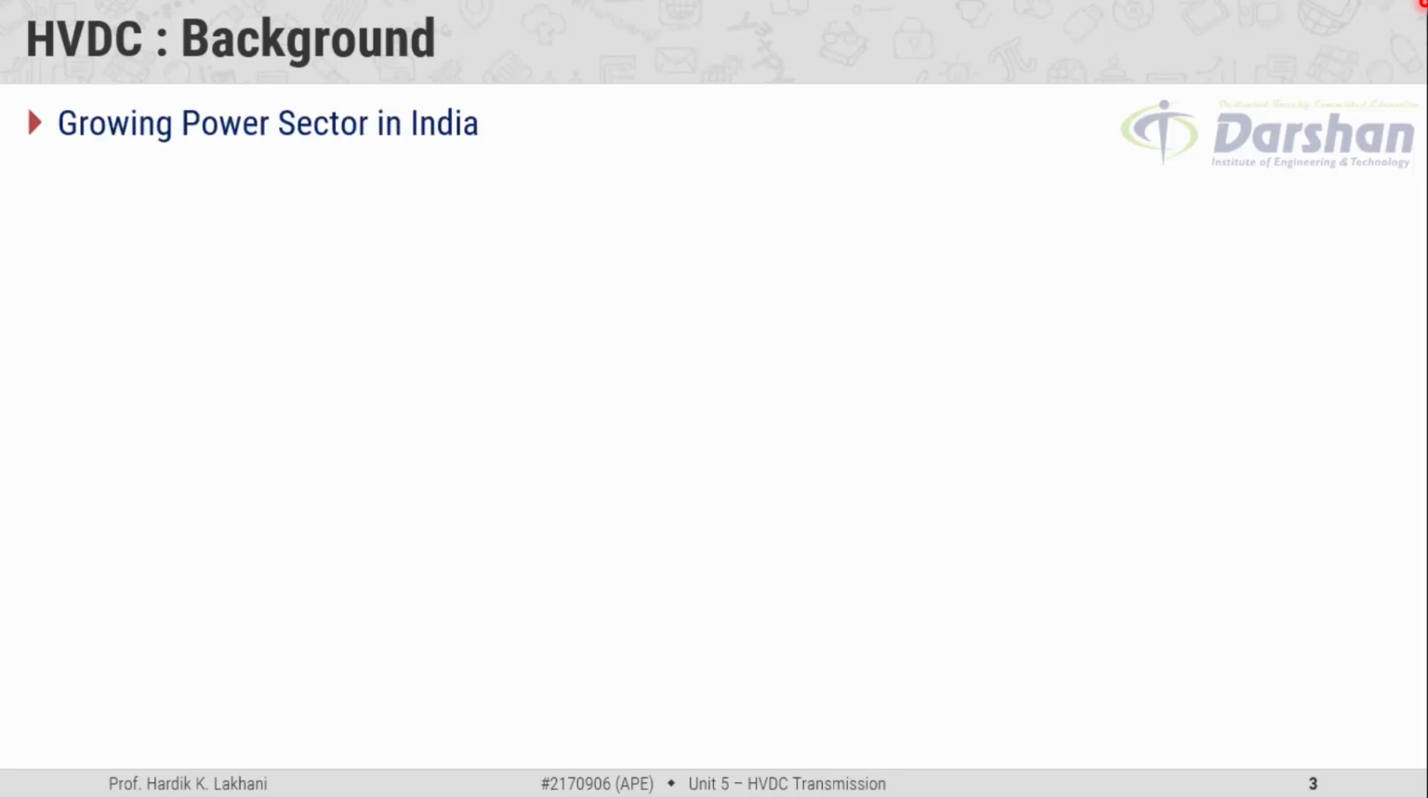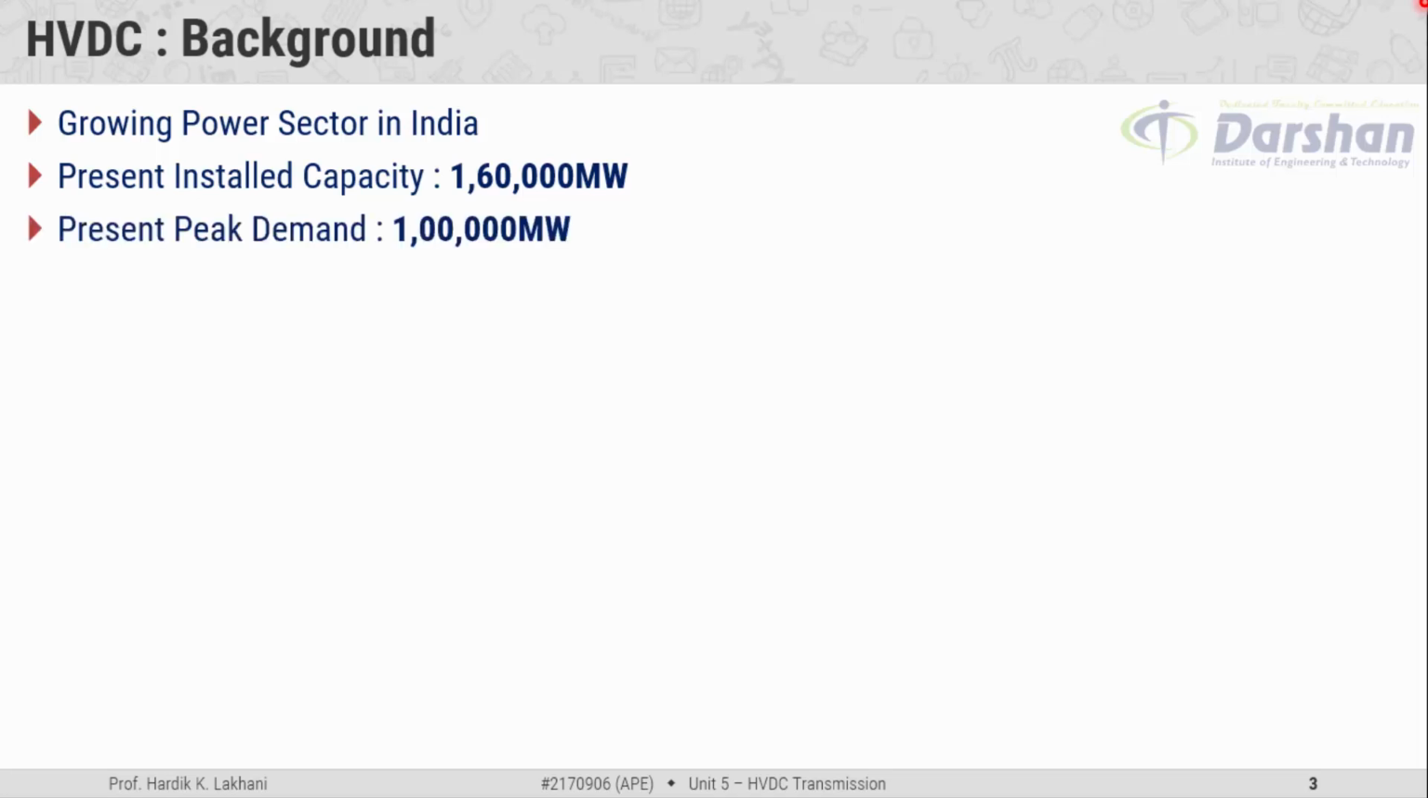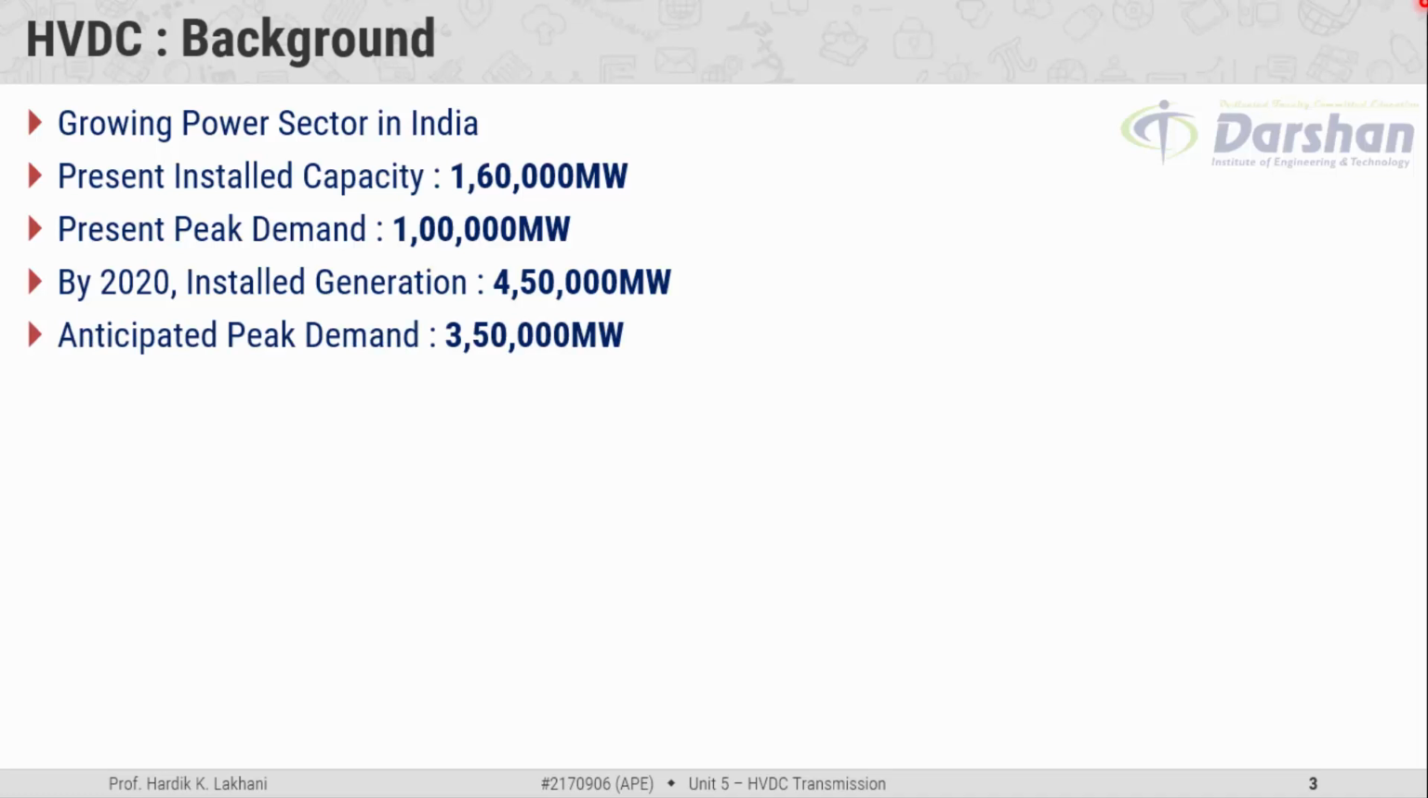Moving ahead, HVDC background. We know that India is a developing country and power sector in India is growing very rapidly. Present installed capacity is 1,60,000 megawatt, and the present peak demand is 1 lakh megawatt. By 2020, the installed generation capacity would be 4,50,000 megawatt, and the anticipated peak demand will be 3,50,000 megawatt.